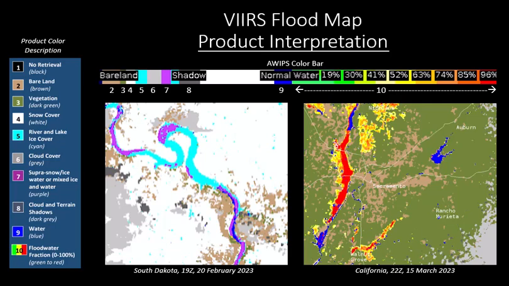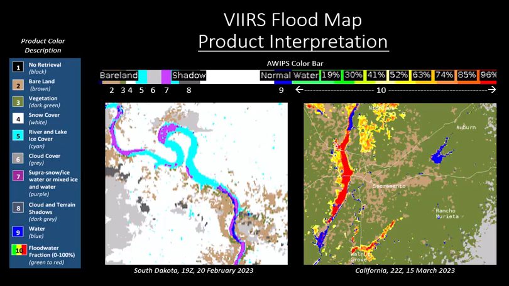The different scene types are numbered 2 through 9, where bare land is seen in brown, vegetation is seen in dark green, snow cover in white, river and lake ice cover in cyan, cloud cover in gray, supersnow, ice, water, or mixed ice and water is in purple, cloud and terrain shadows in dark gray, and water in blue. Now, if a pixel does not have data, the pixel color is black, denoted as number 1, no retrieval.